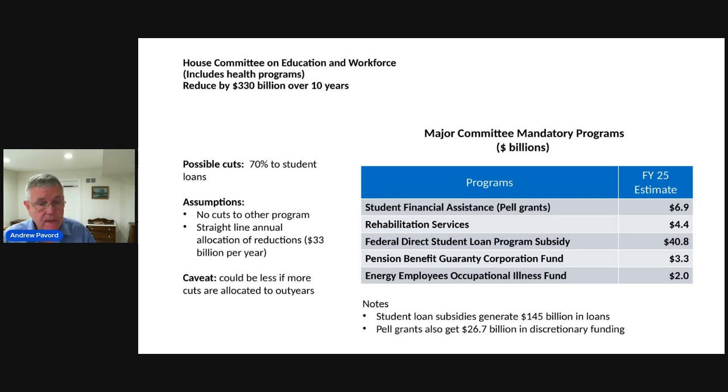Now, the House and the Senate may try to mitigate this with other programs, other ideas, and they may shift around and find other sources to cut. But it's really hard to find that $33 billion a year without going after the student loan subsidy program.